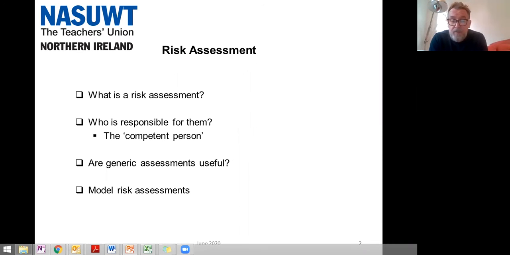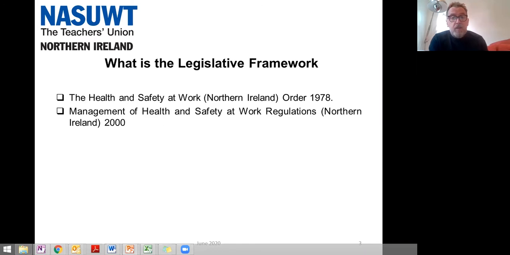So we do, however, publish guidance on the completion of risk assessments, and it's my understanding it's held on the website. Okay, so I think we've covered that point. So could we go on to what is the legislative framework?